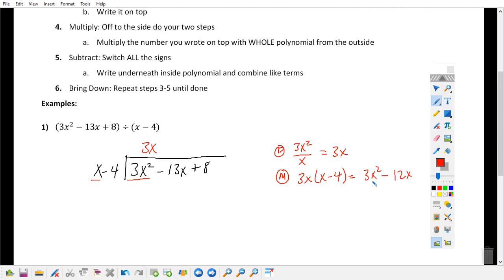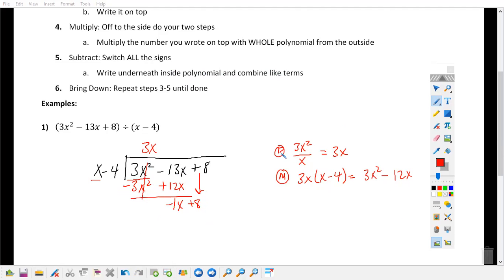So I'm switching. So I got 3x squared minus 12x. So when I subtract, it's going to become negative 3x squared plus 12x. And I write underneath the polynomial, I'm going to combine like terms. So the goal is to get rid of your first term. Does my first term go away? Yes. I'm going to combine like terms here, and I'm left with negative 1x. And then I'm going to bring down and start the process again.